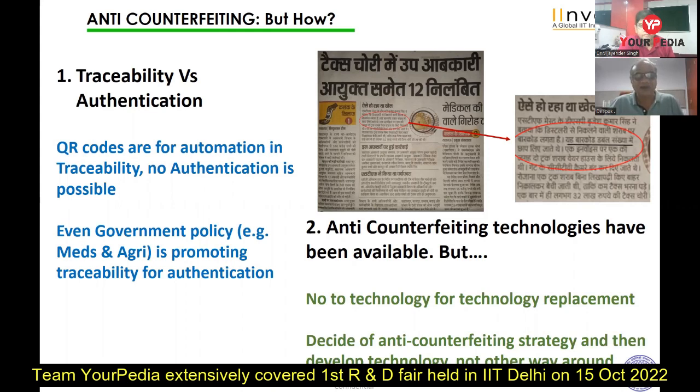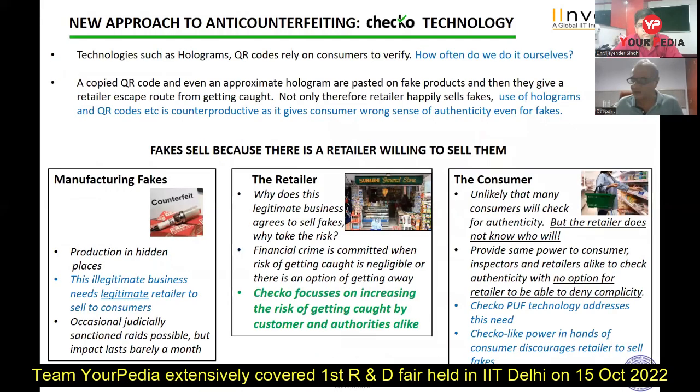So I will come to QR codes. QR codes are meant for traceability and automation, but they cannot provide any authentication. And similarly, holograms also, which I'll try to explain through the next slide. This slide is where I want to spend time and explain to you what the philosophy is.